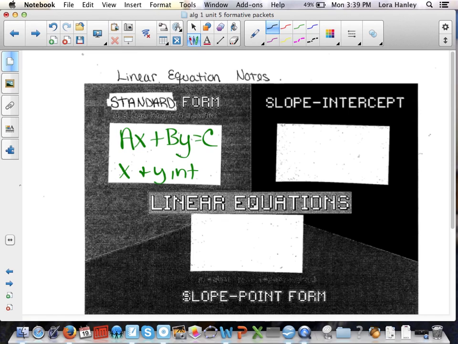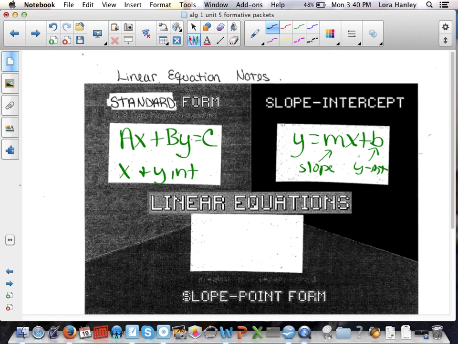Next is slope-intercept form that we've been discussing. Y equals mx plus b. We use this when we want to graph and start with our y-intercept and move with our slope. M is your slope, and b is your y-intercept.